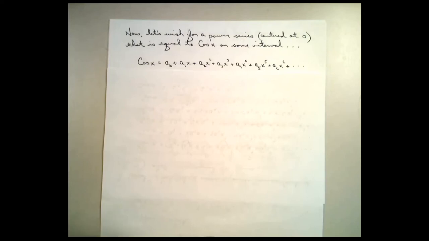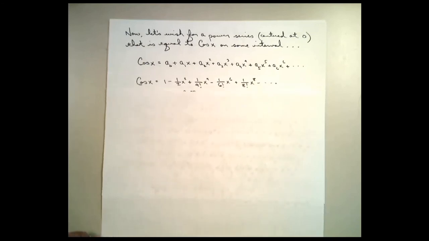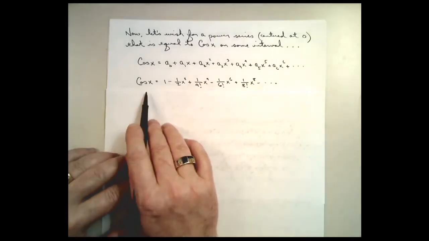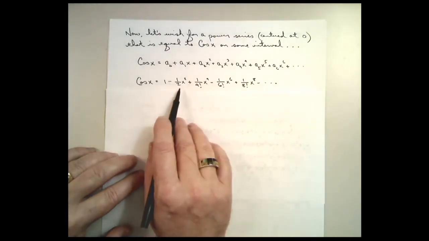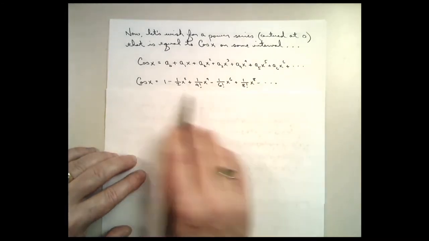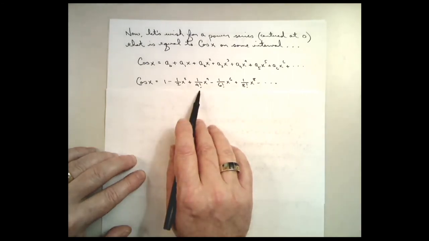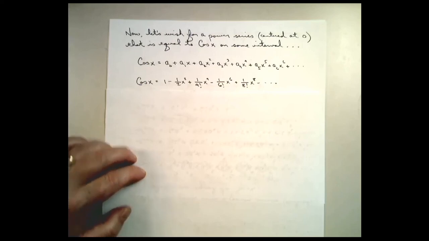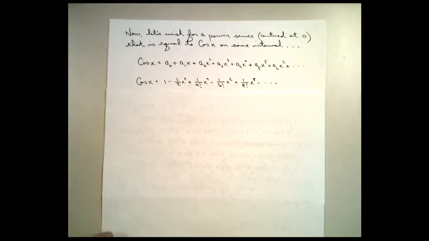Okay. What did you find? Well, here's what I got. Does it agree with your work? I have that cosine of x is equal to 1 minus 1/2 x squared plus 1 over 4 factorial x to the fourth, and so on. If that's not what you got, why don't you go back and pause the video again, see if you can find any mistakes that you might have made.